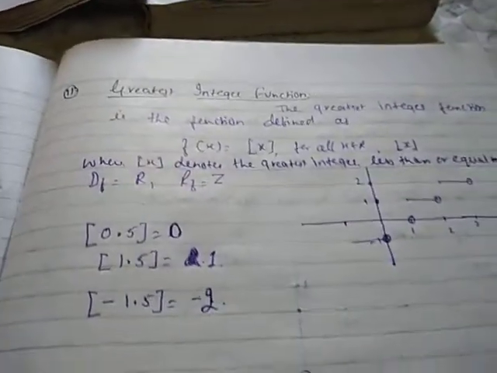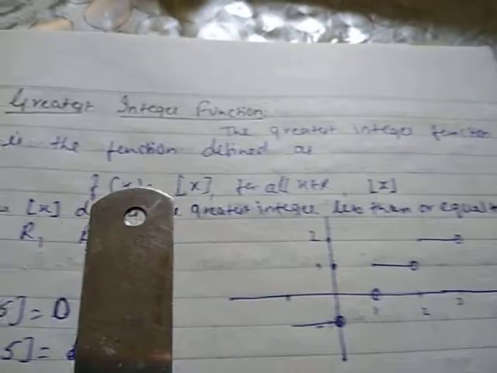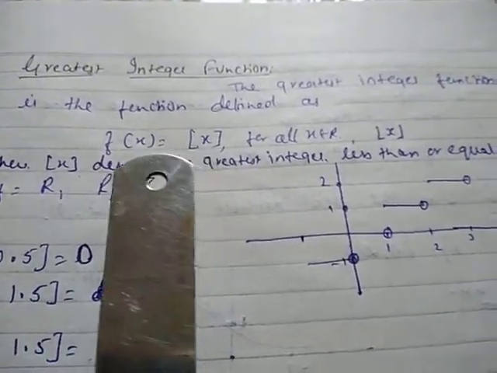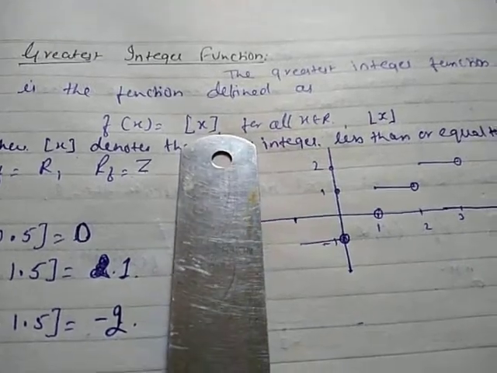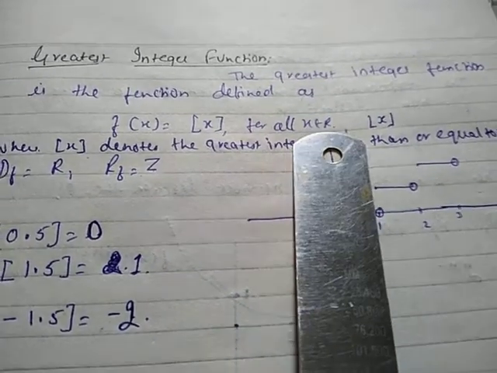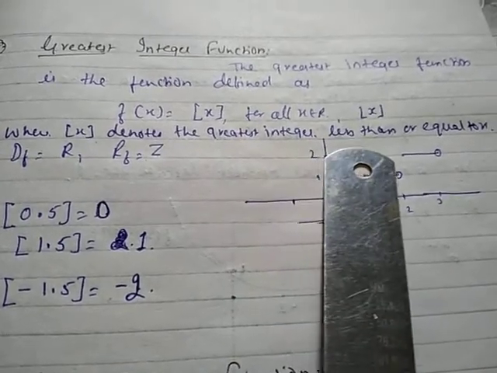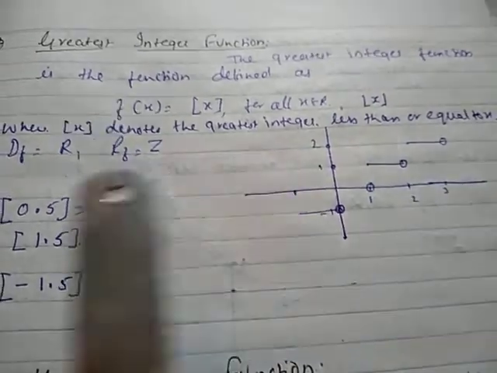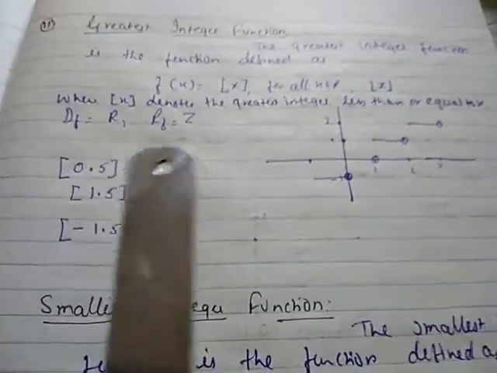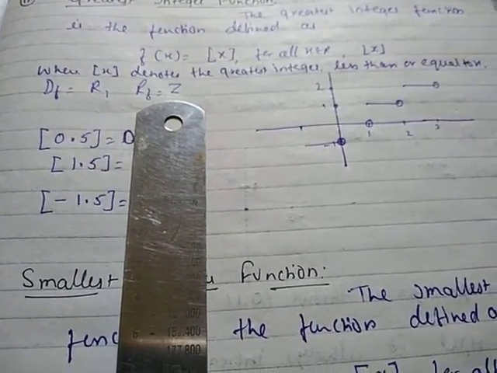Another one is the greatest integer function. The greatest integer function is the function defined as f(x) = [x] for all x belongs to R, where [x] denotes the greatest integer less than or equal to x. The domain is the real numbers, but the range is always integers.